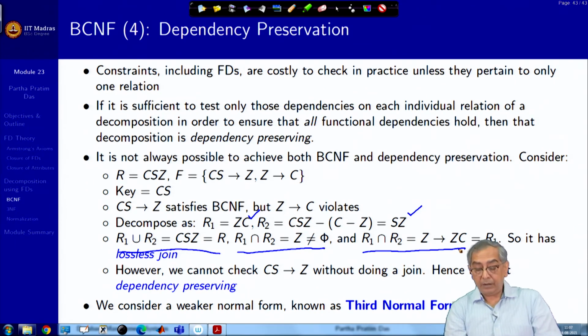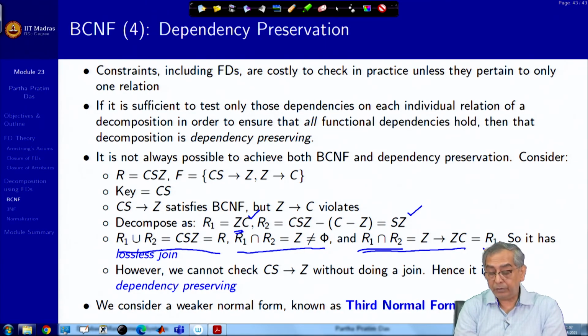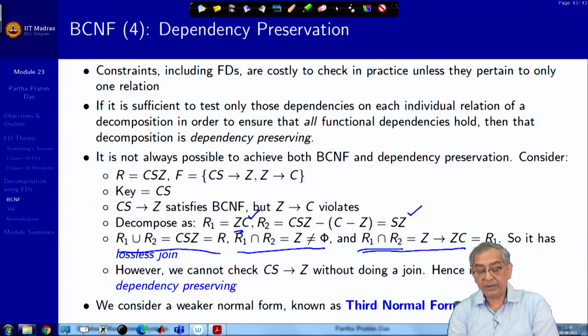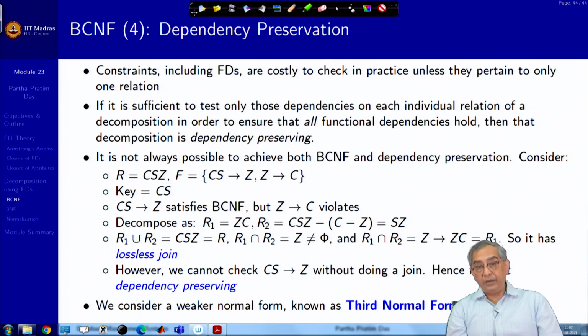Their union covers everything, so the first condition is satisfied. The intersection is not null, it is Z, and R1 intersection R2 is Z, which by augmentation determines ZC, since Z determines C. So, Z determines ZC. What is ZC? ZC is R1. So, R1 intersection R2 functionally determines R1. So, this is a key. With these 3 conditions satisfied, we can see easily that this is in BCNF, and we knew that this would happen because it is a property of BCNF, but in this example also we have shown through examples that it has lossless join.